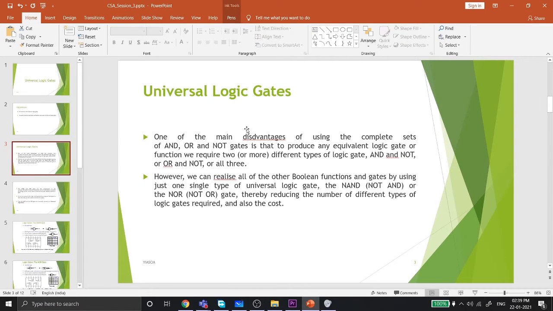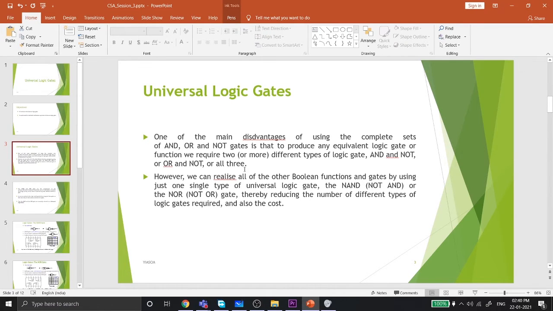So that's what is said here. One of the main disadvantages of using the complete sets of AND, OR, and NOT gates is that to produce an equivalent logic gate or function we require two or more different types of logic gate. AND, NOT, OR and NOT. Oh my god, when these words come together it's so confusing, right? So funny. Okay, leave that.